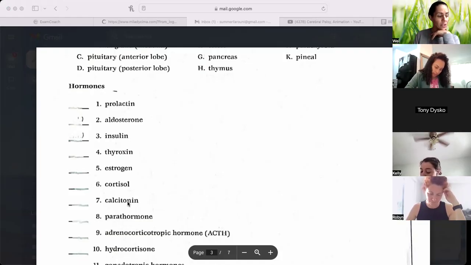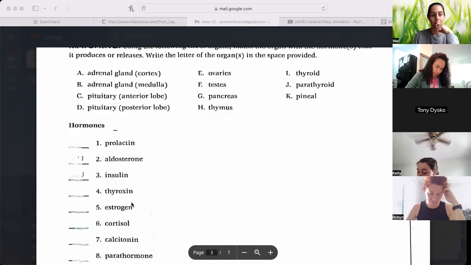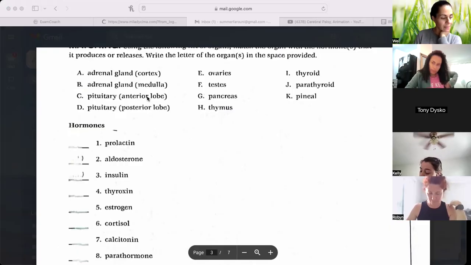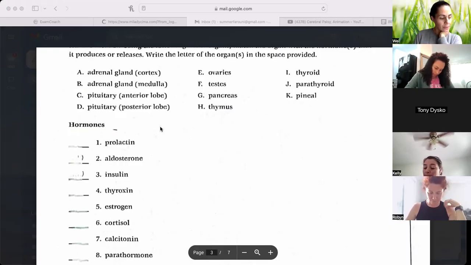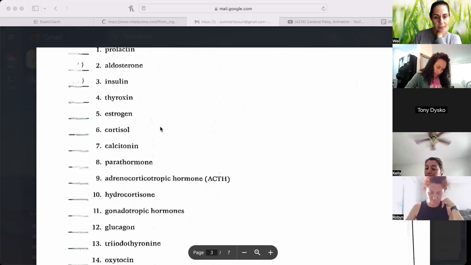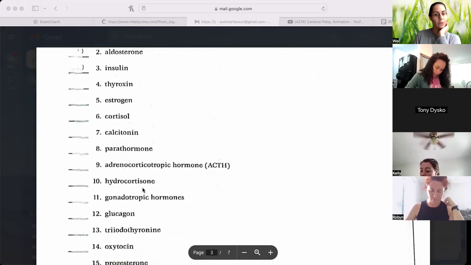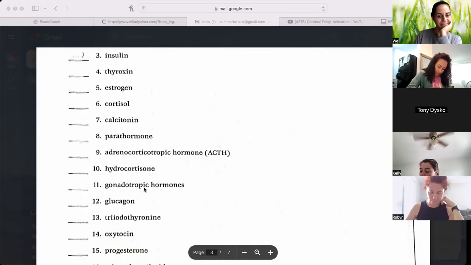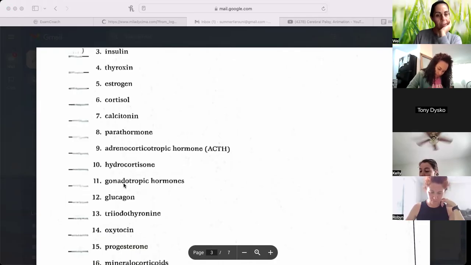Okay, ACTH. C, the pituitary anterior. Anterior, correct. Hydrocortisone, A. Correct. Gonads, so it has to do with your sexual organs. Gonadotropic hormones.